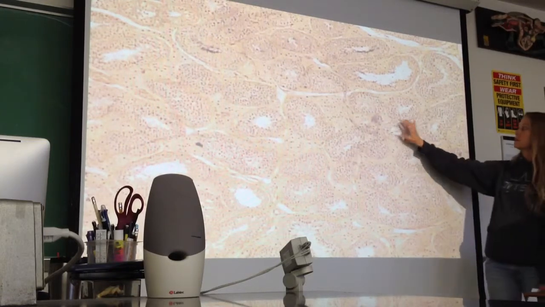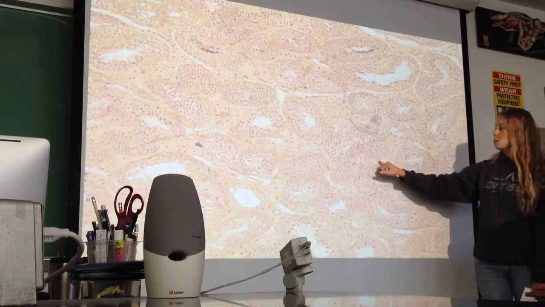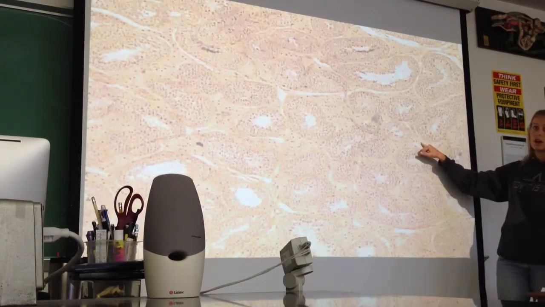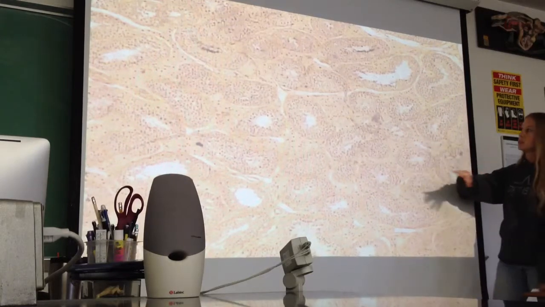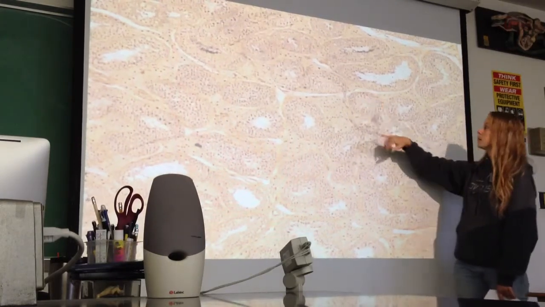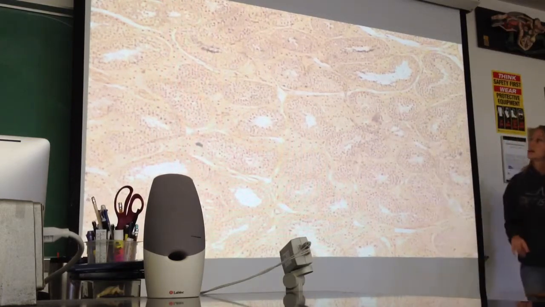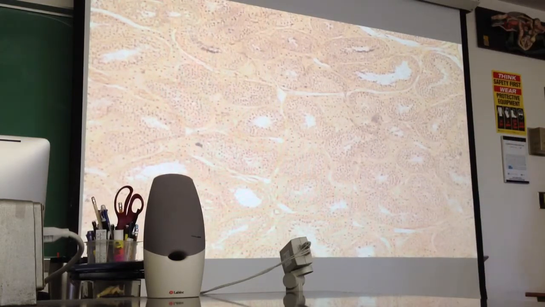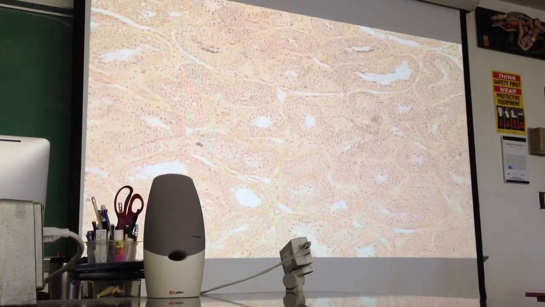Each circle you see is a seminiferous tubule, and then all the area or cells that you see in between the circles are the interstitial cells or the cells of Leydig. So basically it's just cells in the circle, cells outside of the circle. That's the differentiation. I'm going to zoom in because even though you don't need to know this, there's actually a lot of really cool stuff we can see.